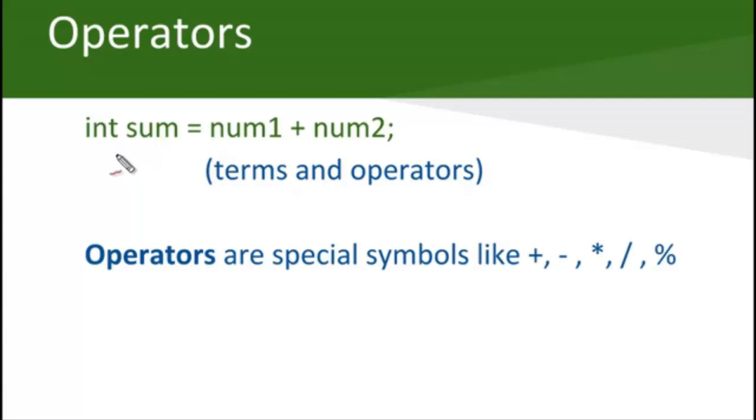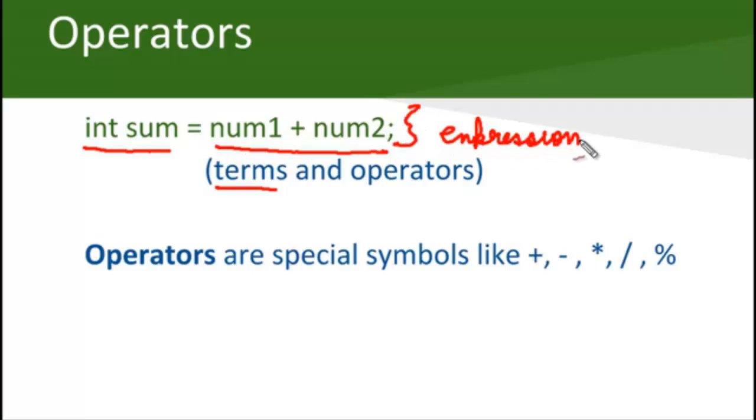From the previous video, try to recall that we studied variables. So int sum = num1 + num2, where num1 and num2 are variables, or you can call them terms. On the whole, this is an expression on the right hand side, and it consists of terms and one operator. Plus is an operator. What plus is doing is adding two terms. So operators are special symbols and they perform operations.